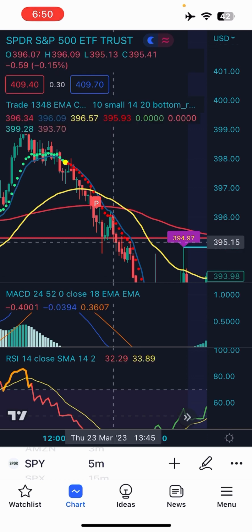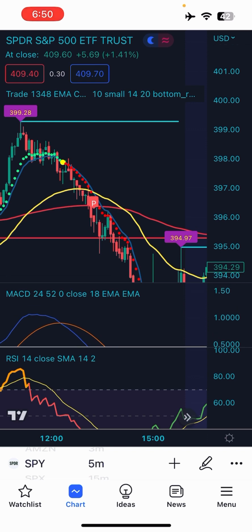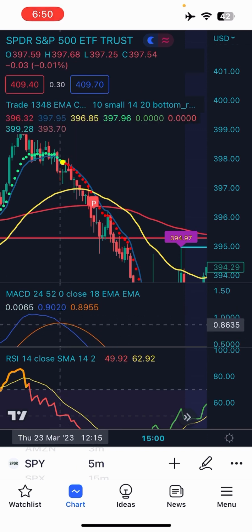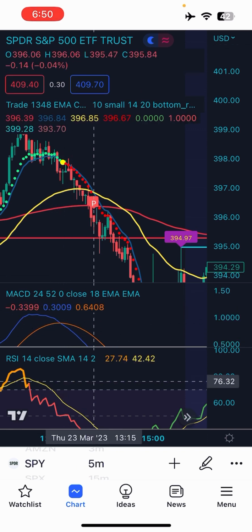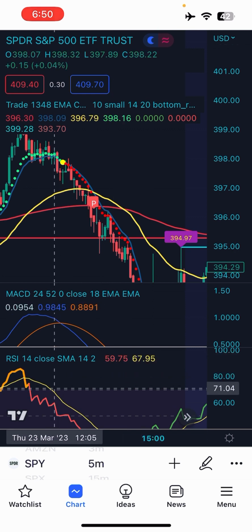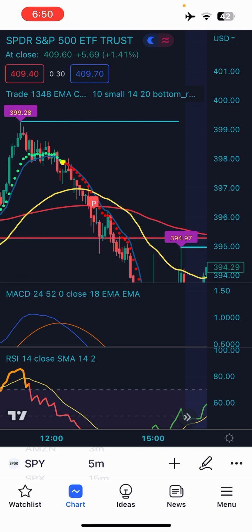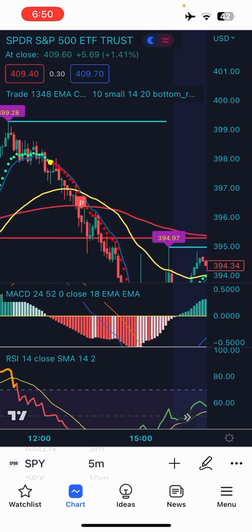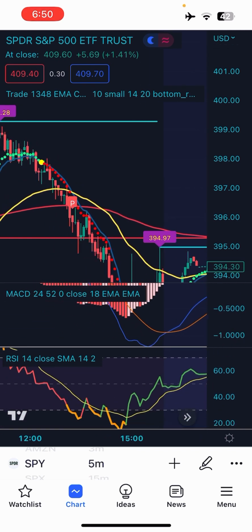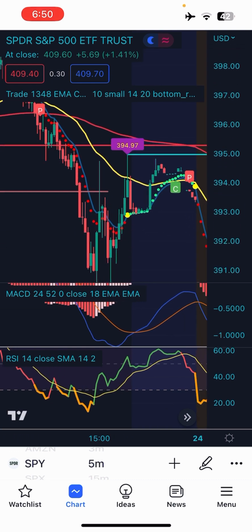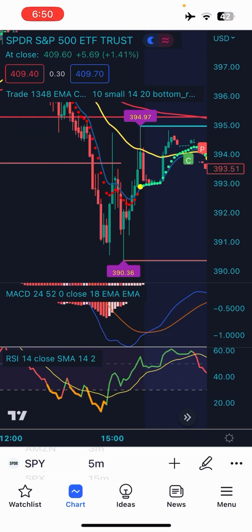So it retested. It was already crossed in the MACD. It was already crossed in the RSI, right? What that means, it's going down, baby. It's going down. And right here is another example.